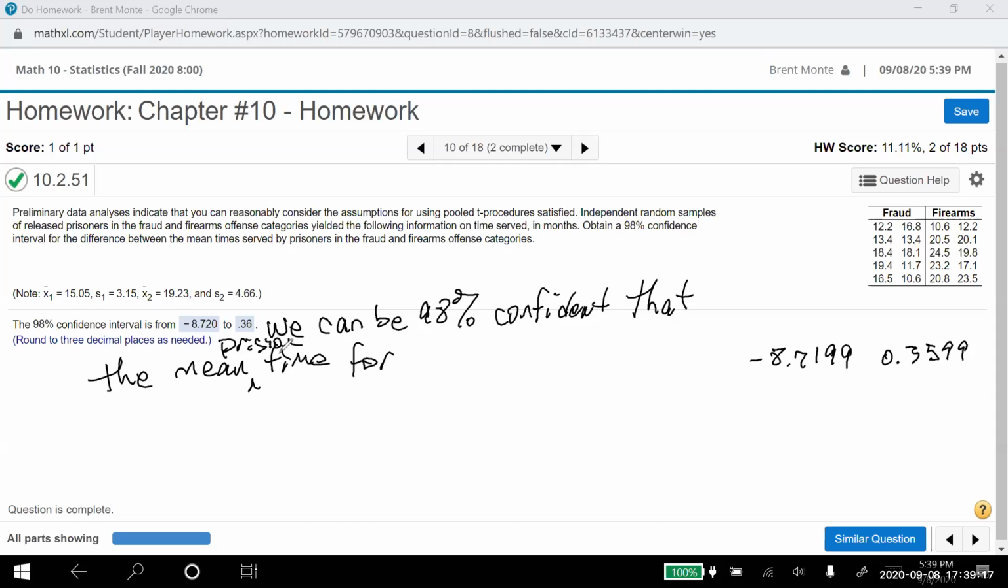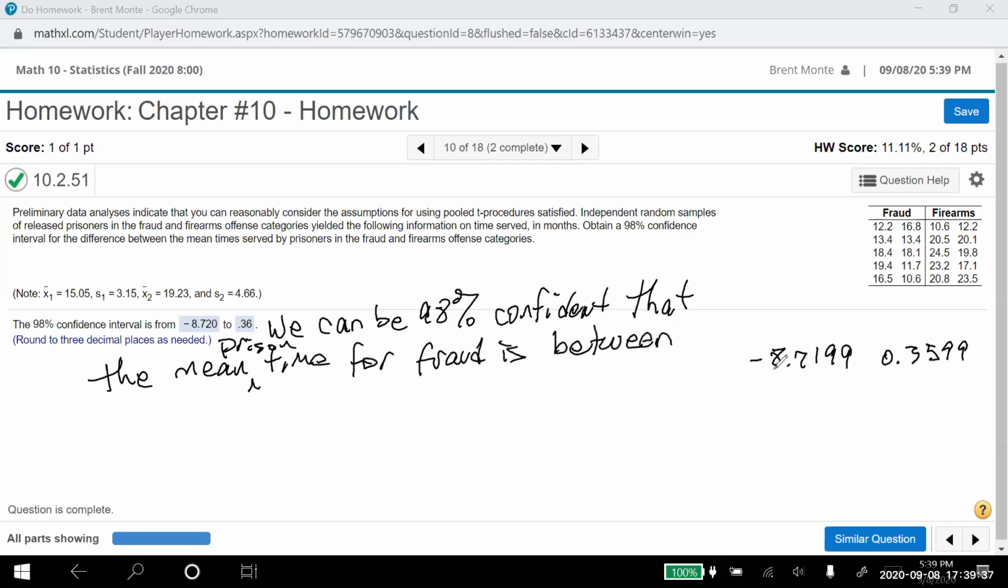Oops, there's no I there. The mean prison time, I don't know why I put an I there. Let's erase that. Okay. So we can be 98% confident that the mean prison time for fraud is between.